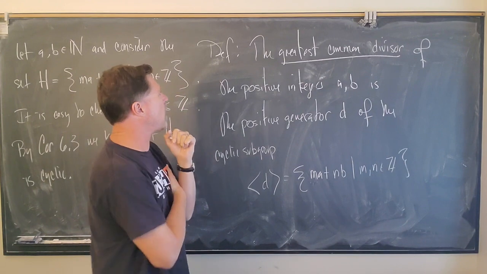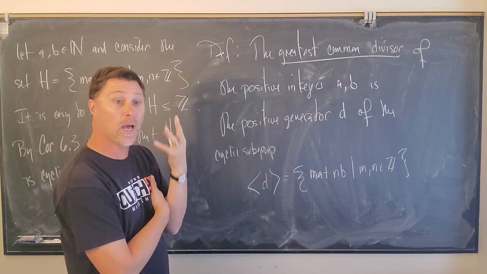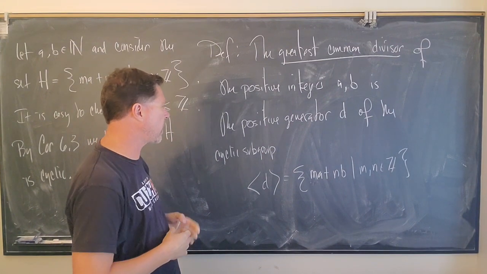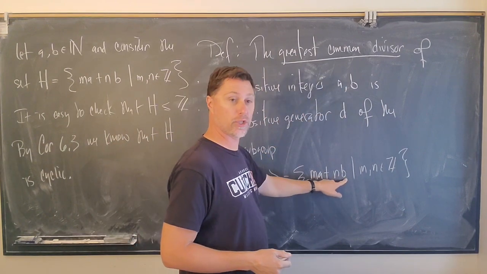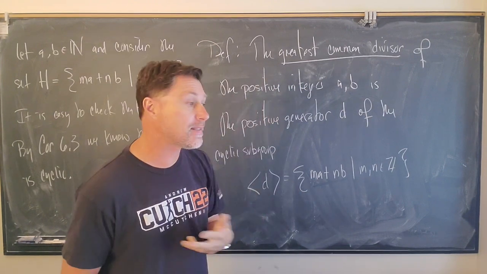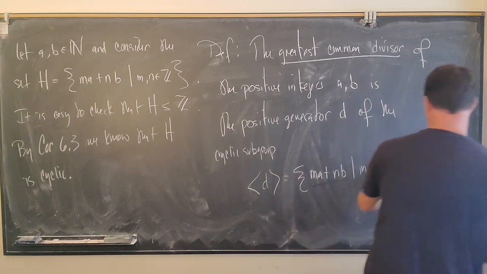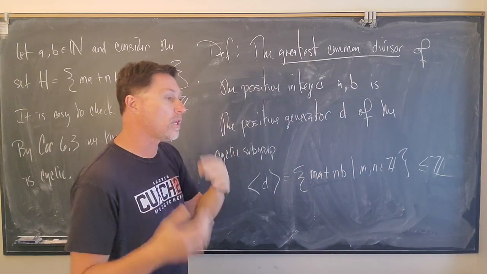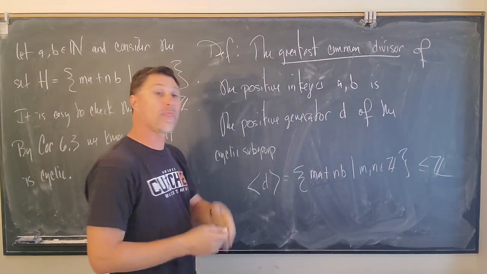So let's talk about this for a second. We're defining the greatest common divisor, which is going to be some positive integer. The way we define it is: take your integers a and b, and look at all possible expressions of this form, ma plus nb. We know that is a cyclic subgroup of the integers. This is a subgroup of Z. We know that subgroups of Z are cyclic, and so there has to be a generator.